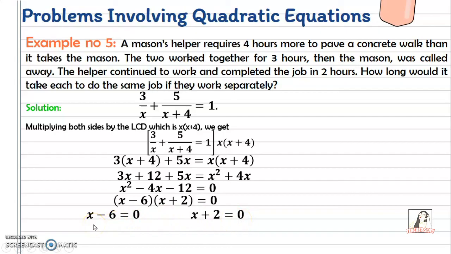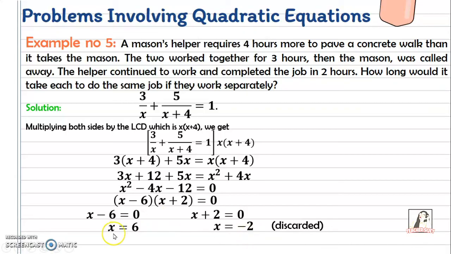And then, let's solve for the x. Kailangan natin i-transpose si negative 6 dito sa kabilang side. So, we have x equals 6. And then, x plus 2, transpose natin si positive 2 dito sa kabilang side. So, we have x equals negative 2. Since time ang ating pinag-uusapan dito sa ating example number 5, discarded na po itong ating negative 2 because we don't have any negative time, right?